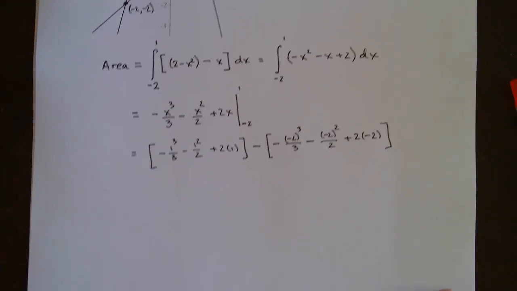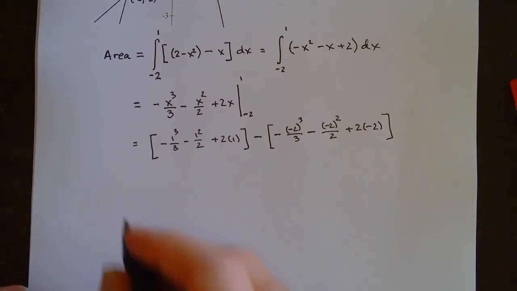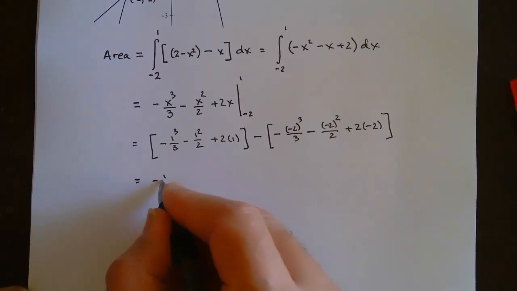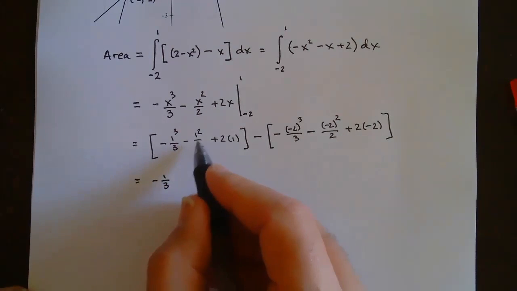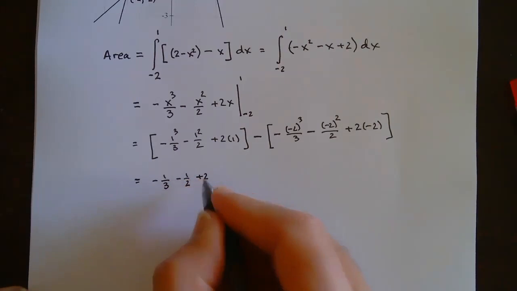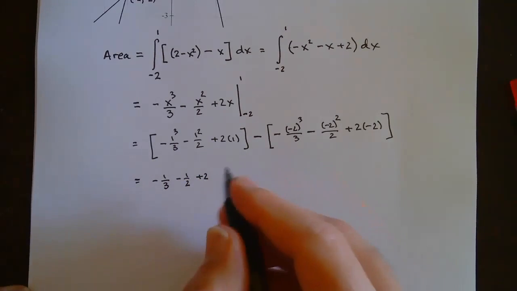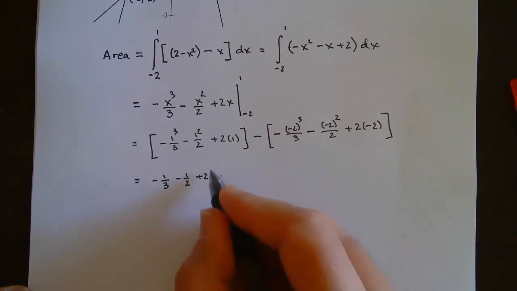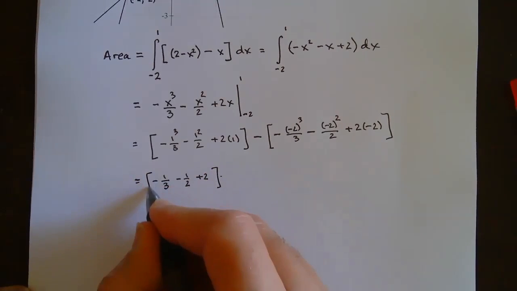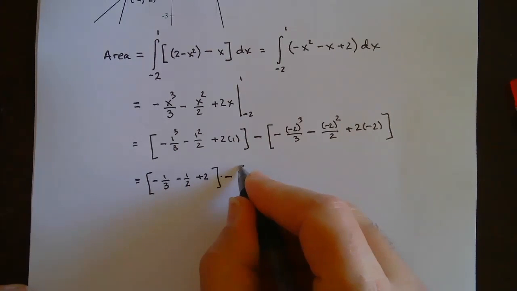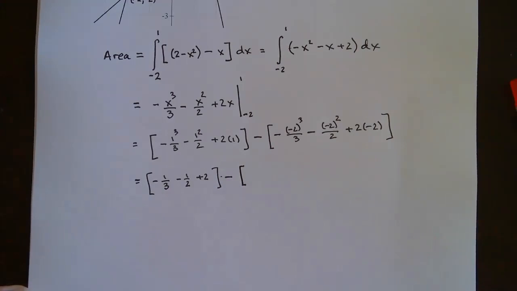I'm going to slide it up a little bit. I'm trying to remember to slide things up. Okay, so this is equal to -1/3 minus 1/2 plus 2. I'm gonna put brackets around that, okay? Minus. There's other ways to do this, so I don't want you to think you have to have the brackets. You could do this other ways, okay? I'm just trying to think of the simplest way to explain this.